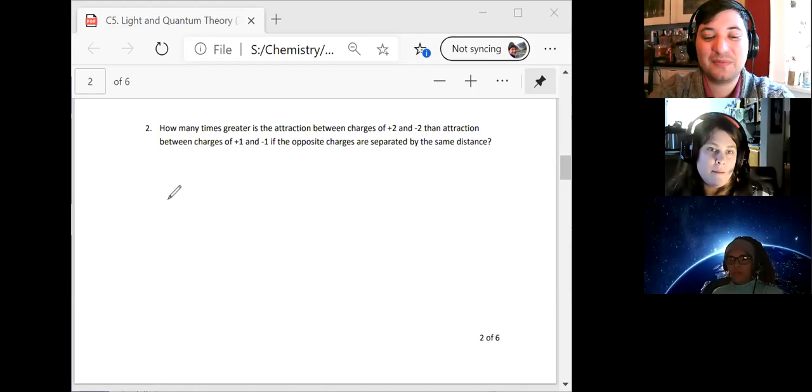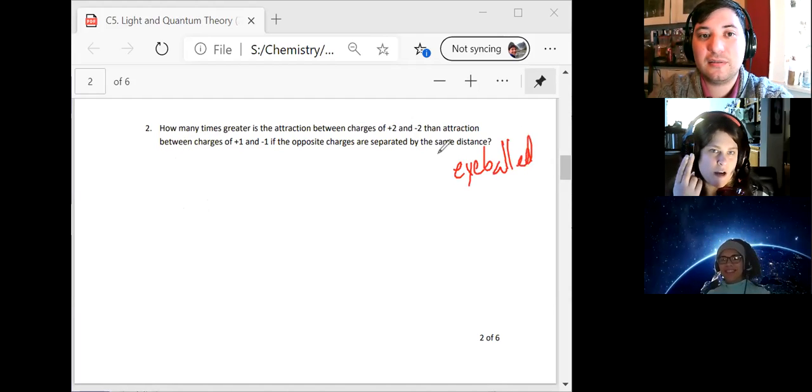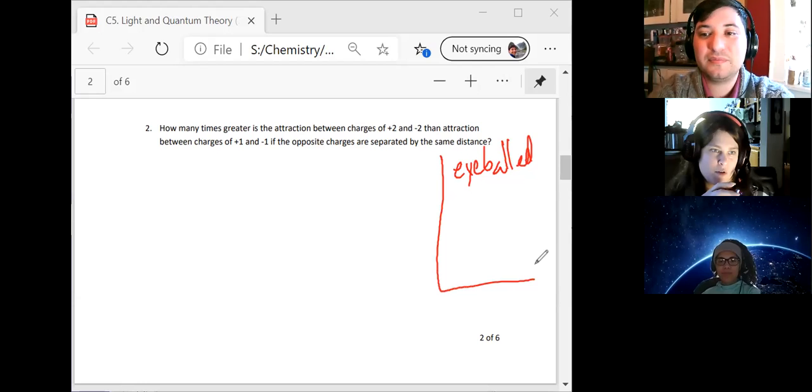So we just kind of eyeballed it, but I guess we're wrong. Not necessarily. What did you eyeball? Well, you've got 1 and -1 attracting, and if it just asks how many times greater it is, then it's just 2. Okay. Twice as powerful as the original because of the same distance apart.